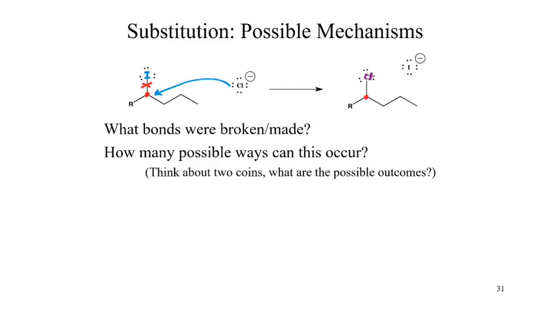Okay, so we really only have two things that are happening. We're breaking one bond and we're making another bond. Okay, so with only two options, how many possible ways can we get this to stack out?